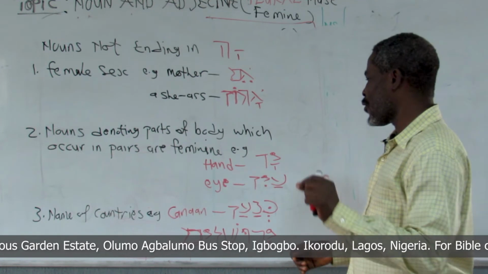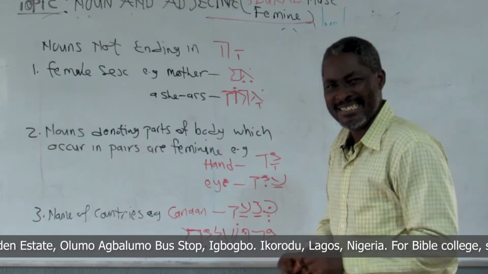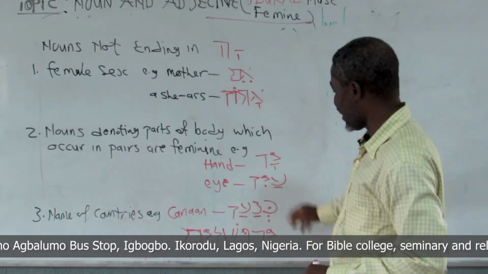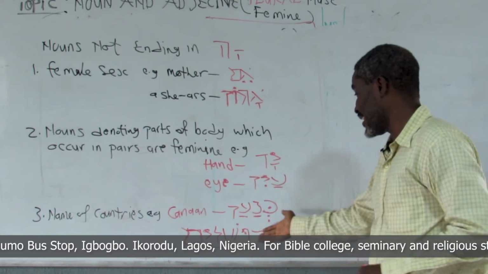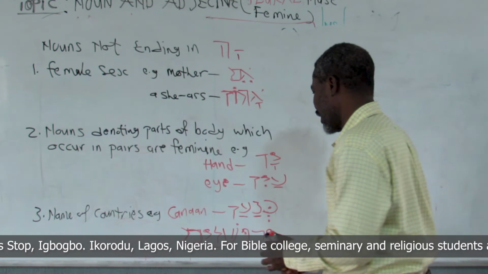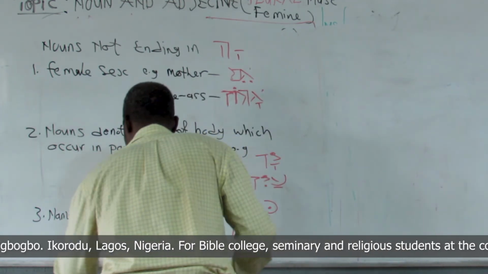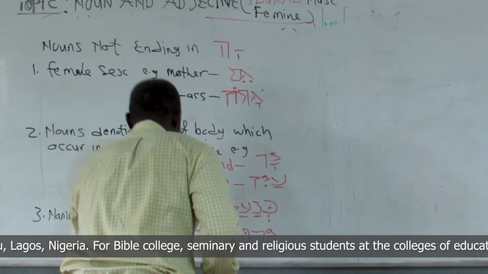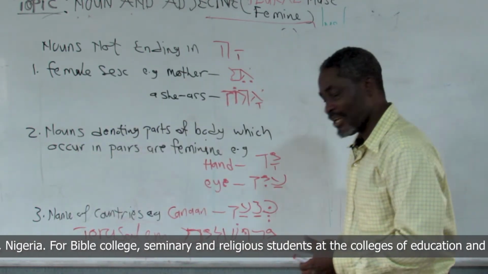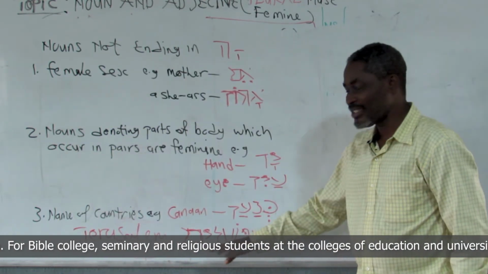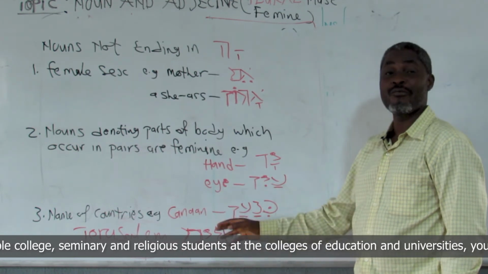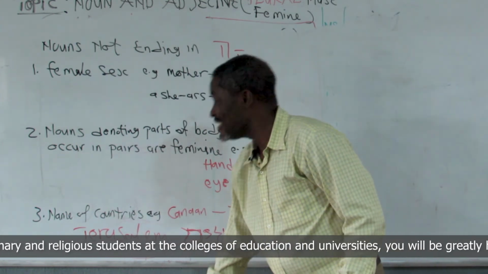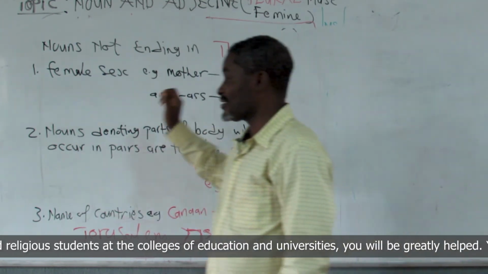The names of countries or cities also don't have to end in kamets he. For example, you have Kenaan, which is Canaan, and Yerushalayim, which is Jerusalem. In fact, Jerusalem ends in what seems like the plural of a masculine. So it's not necessary that in these three cases, they have to end in kamets he.